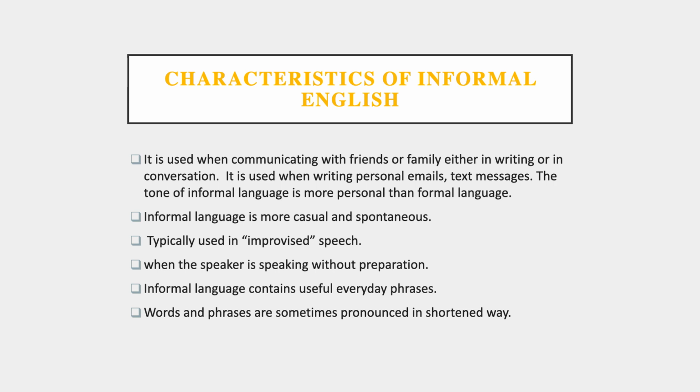Characteristics of informal English. It is used when communicating with friends or family, either in writing or in conversation. It is used when writing personal emails, text messages. The tone of informal language is more personal than formal language. Informal language is more casual and spontaneous, typically used in improvised speech, when the speaker is speaking without preparation. Informal language contains useful everyday phrases. Words and phrases are sometimes pronounced in a shortened way.